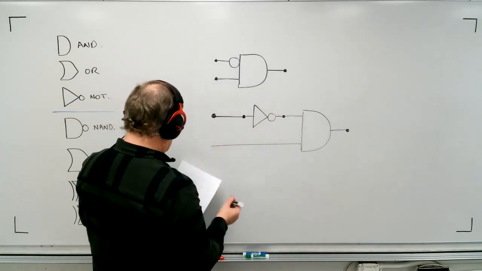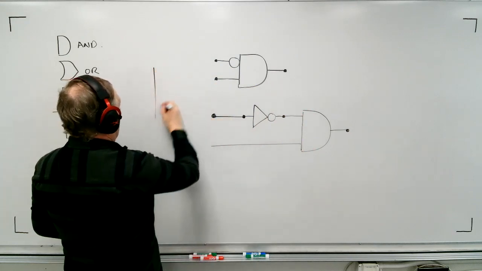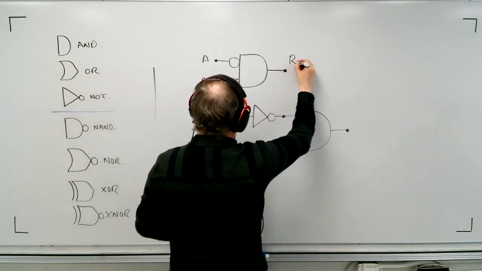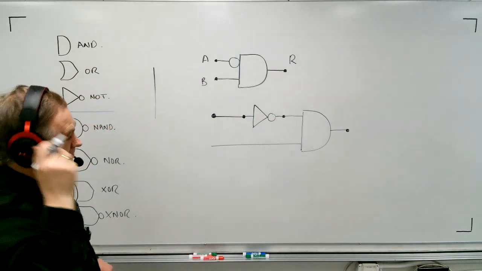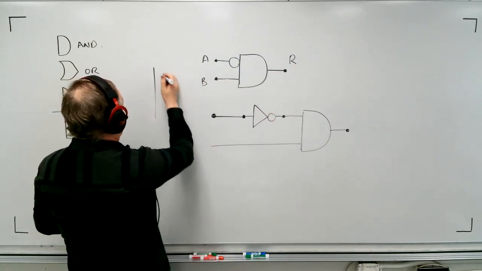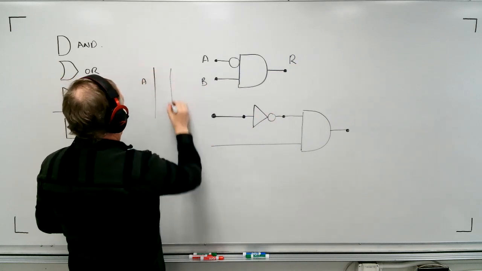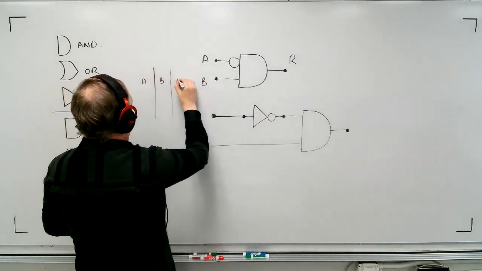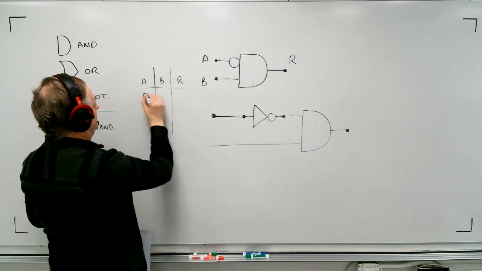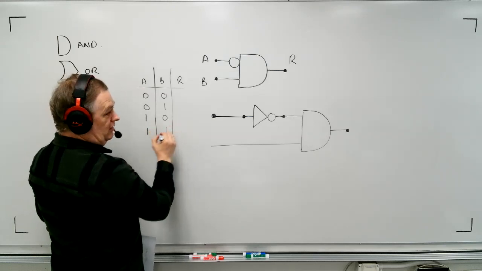Now what we need to do is build a truth table for this drawing. So let me show you what we have. This is going to be A, B, and R. I changed it to an R mostly because I got tired of Y. The possible input conditions would be 0 0, 0 1, 1 0, or 1 1.